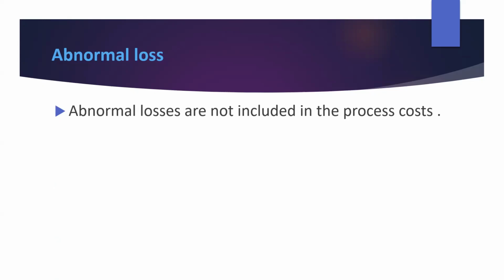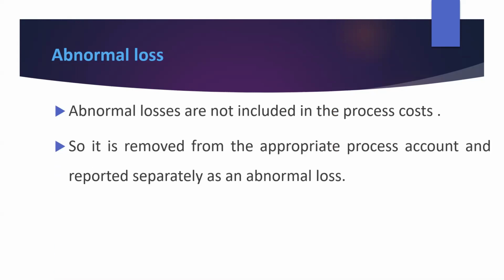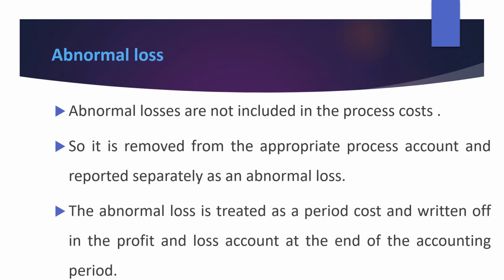And abnormal losses are not included in the process cost. So it is removed from the appropriate process account and reported separately as abnormal loss. You can remember this is treated as a period cost and written off in the profit and loss account at the end of the accounting period.